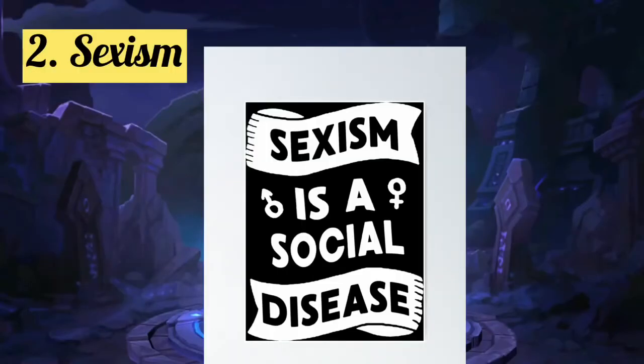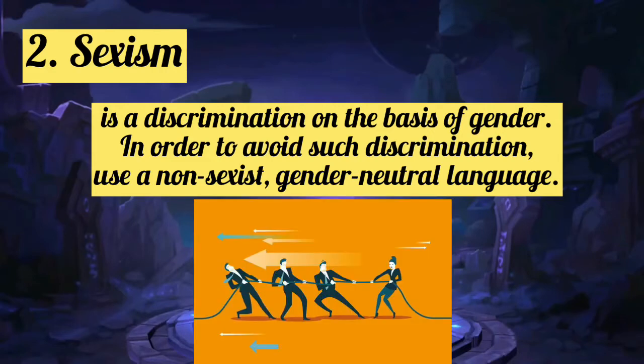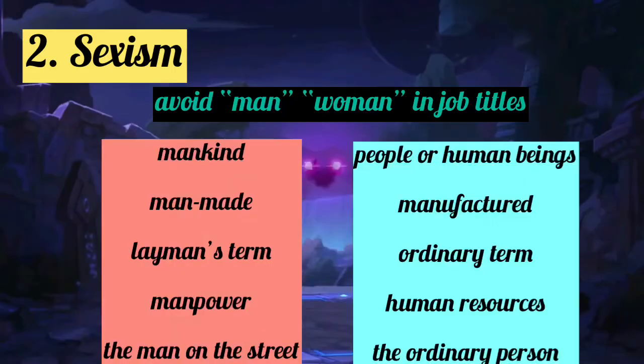Next one is sexism. Sexism is discrimination on the basis of gender. In order to avoid such discrimination, it is important to use non-sexist, gender-neutral language. For example, instead of using the word mankind, you may want to change it into people or human beings. Again, instead of using the word man-made, because we need to avoid the word man as a false generic, you may change it into manufactured.